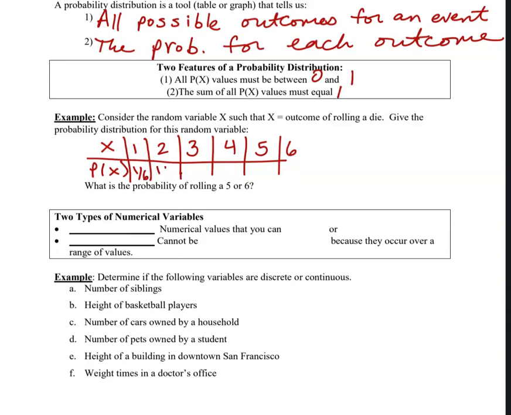Probability of rolling a 2 would be 1 out of 6. 3 would be 1 out of 6. 4 would be 1 out of 6 because they're all equal in this case. 5 would be 1 out of 6. And again, I'm assuming this is a fair die. And 6 would be 1 out of 6.